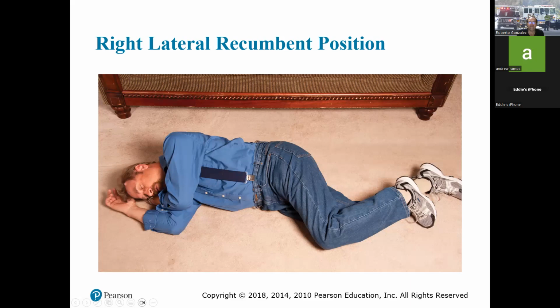What's very important about the left lateral recumbent position? Who do we normally put in the left lateral recumbent position? Unconscious patients? It could be on the right side or left side, but when it comes to the left side, pregnancy in the third trimester.